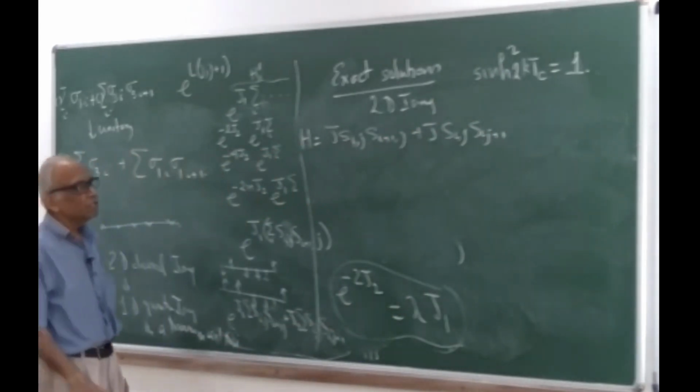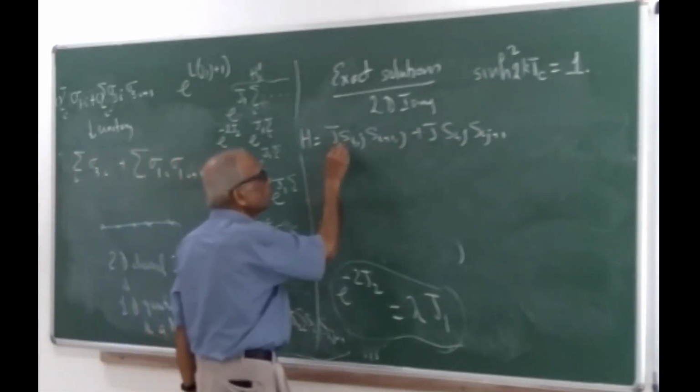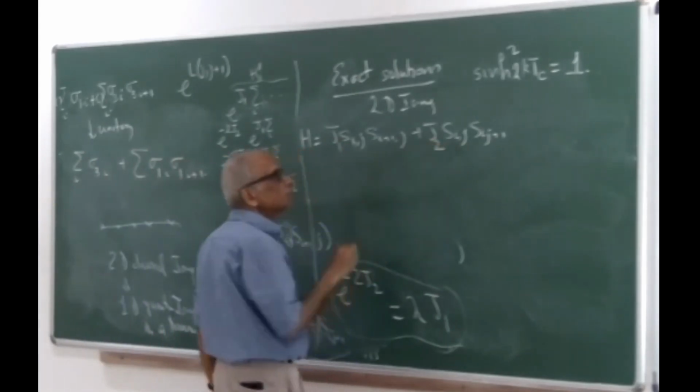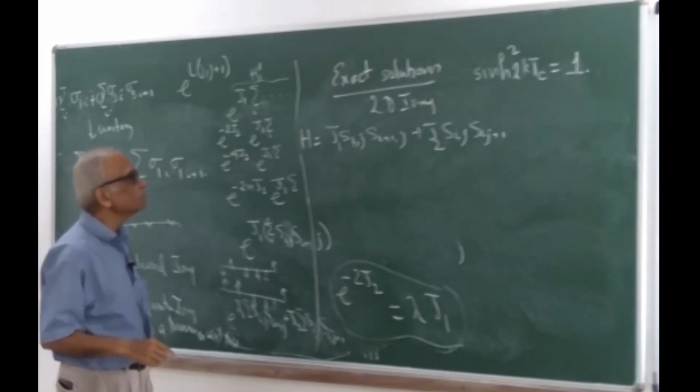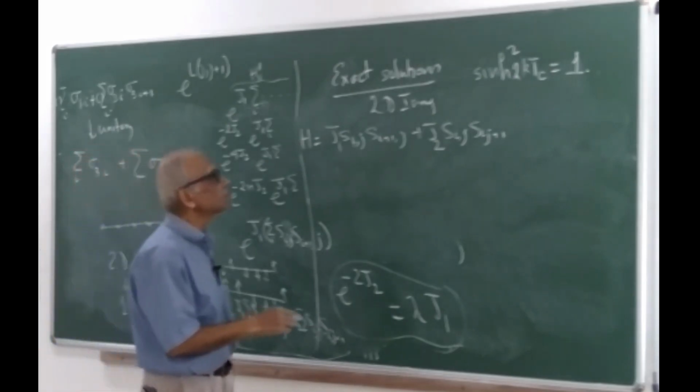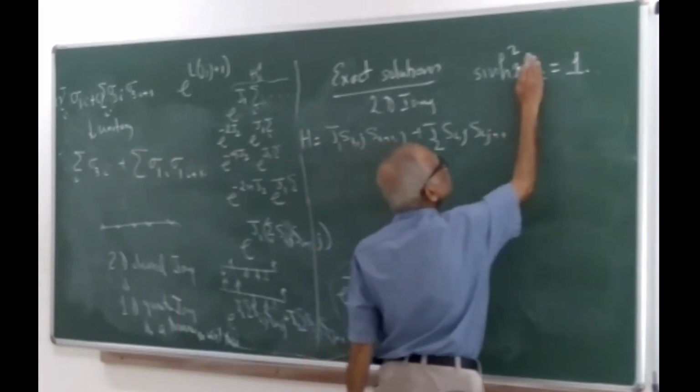If it is anisotropic coupling J1, J2, this where in the world is the J? Sorry.